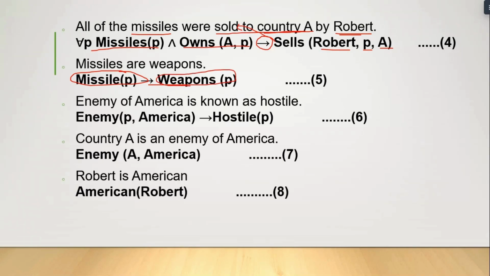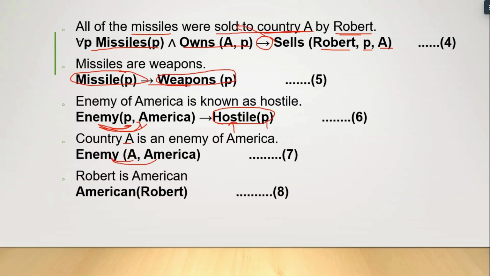The enemy of America is known as hostile. So P, enemy of America, that is nothing but hostile of P. So hostile of P, here the enemy implies hostile. So hostile is an enemy of America. The enemy of America is known as hostile. Country A is an enemy of America. So here A is a country. How to read it: A is an enemy of America.